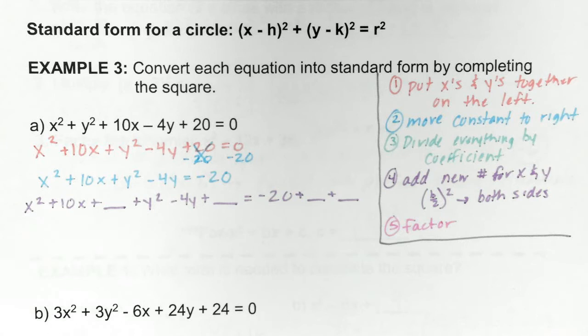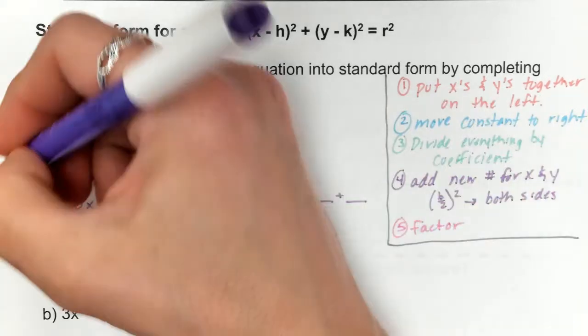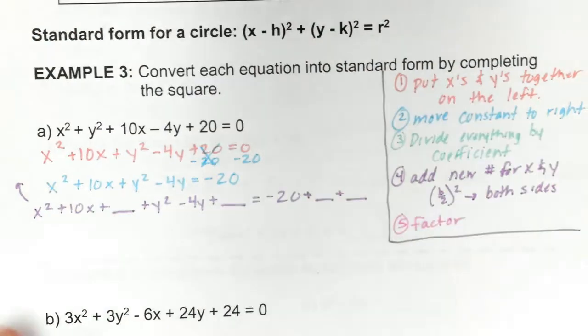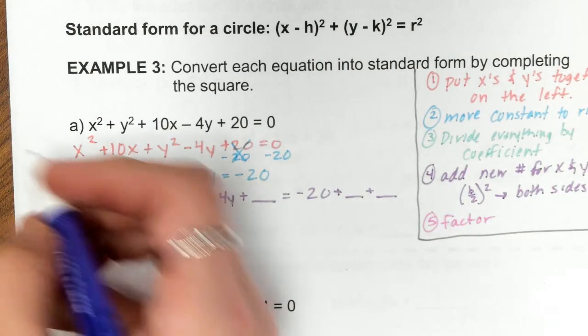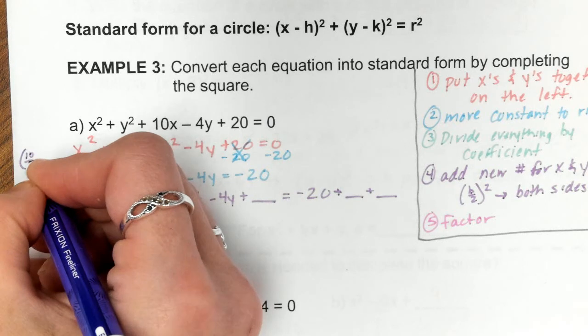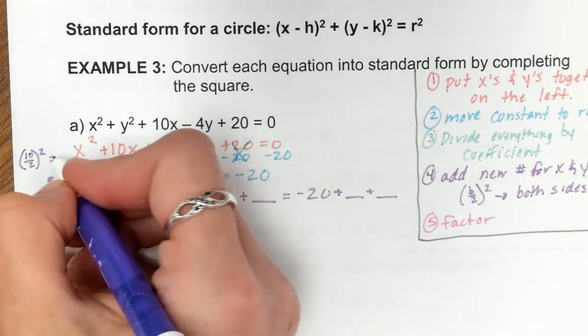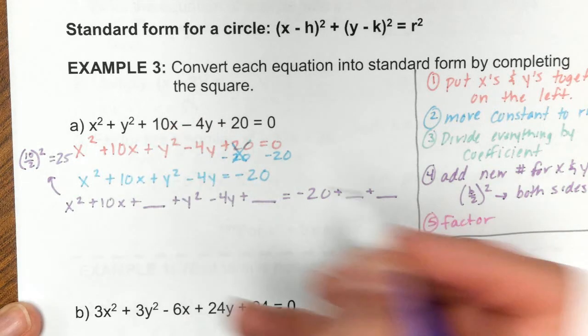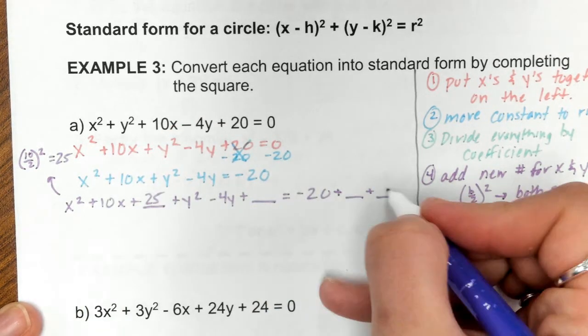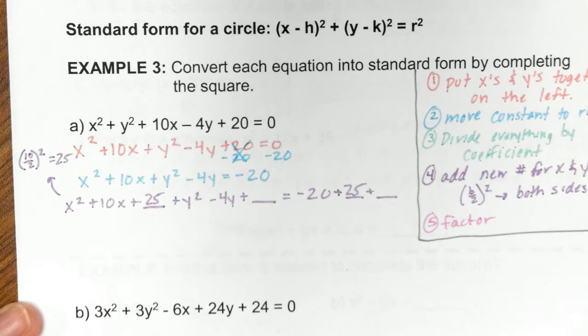So let's take a look at the x over here. We look at x, our b is 10. So we're going to have 10 divided by 2 squared. 10 divided by 2 will give you 5. Squared is 25. So we're going to add that 25 here, and don't forget to add it over here also.